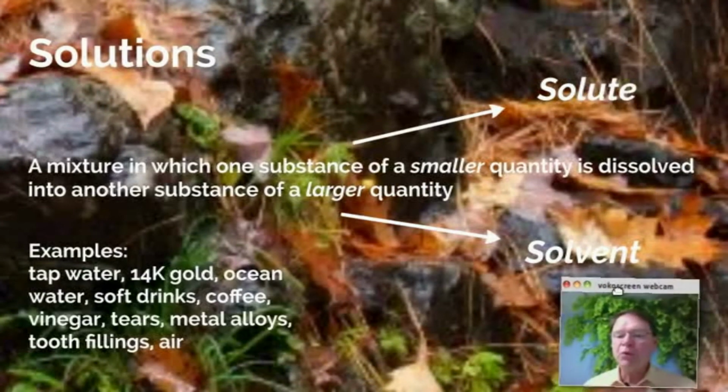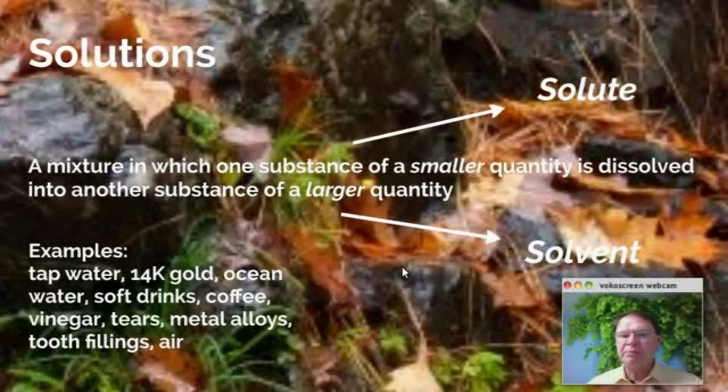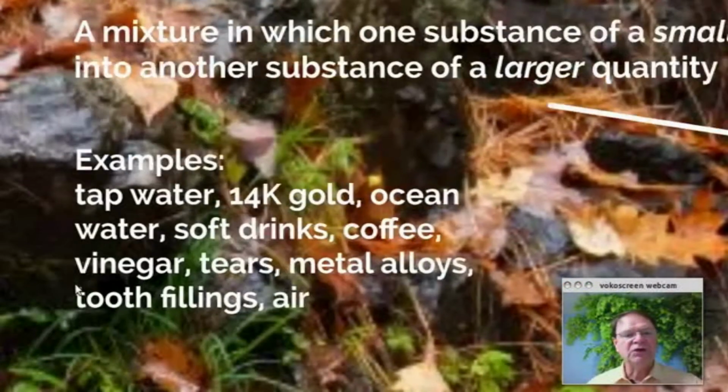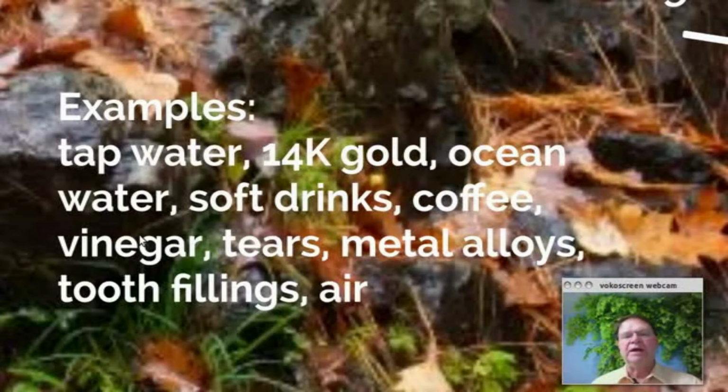And then a very important class of mixtures that we're going to spend a bit of time on later this year are solutions. That's a mixture in which one substance of the smaller quantity, which we refer to as a solute, is mixed or dissolved into, combined with, another substance of a larger quantity, which we refer to as a solvent. Tap water, for example, as you see here, it's not pure water coming out of that tap. Neither is ocean water. There are different kinds of minerals and gases that are dissolved into tap water and ocean water. Soft drinks, coffee, vinegar, tears.